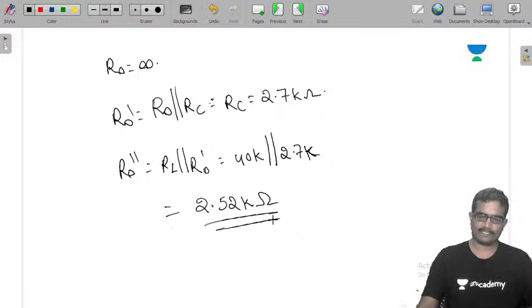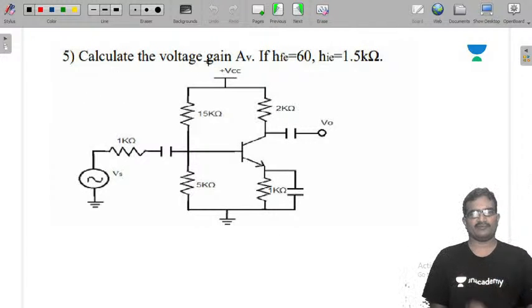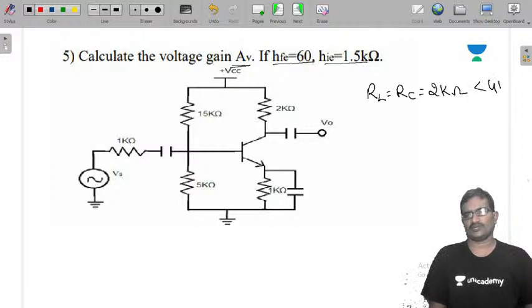So next one is the next problem. See this, calculate the voltage gain AV. Simple. If h_fe is 60 and hie is 1.5K. Here they clearly gave that RL is nothing but RC, that is 2 kilo ohms, which is less than 4 kilo ohms. Directly we go for the approximate model, approximate analysis.